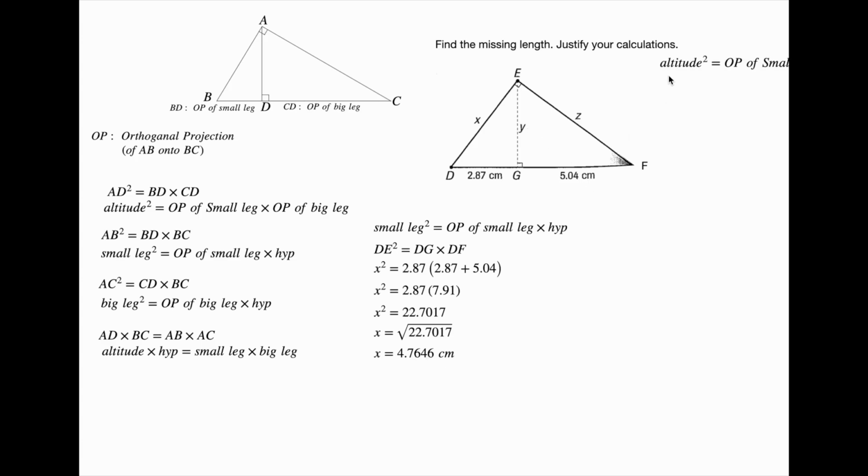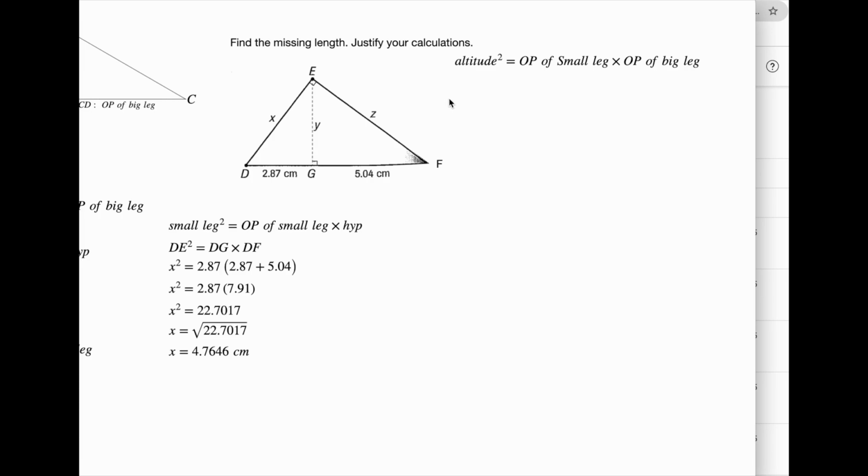Then to find y, this is the altitude. I'm going to use the altitude squared formula. Altitude squared is equal to the orthogonal projection of the small leg times the orthogonal projection of the big leg. This is the orthogonal projection of the small leg, and 5.04 is the orthogonal projection of the big leg. EG, the altitude, squared is equal to DG times GF. That means y squared is equal to 2.87 times 5.04, which is 14.4648. Take the square root of both sides. Y is equal to 3.8033.